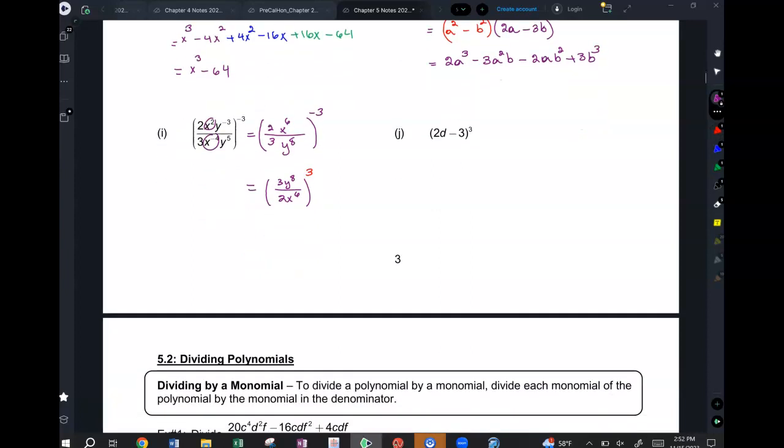And now distribute that exponent to every element inside the parentheses. So 3 to the power of 3 will be 27. Y to the what? 24. Over 2 to the what? 8. And x to the what? Correct.